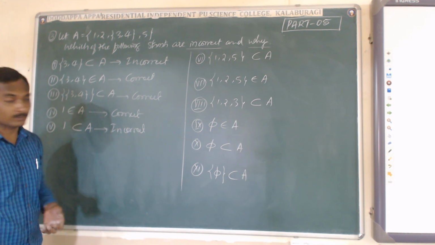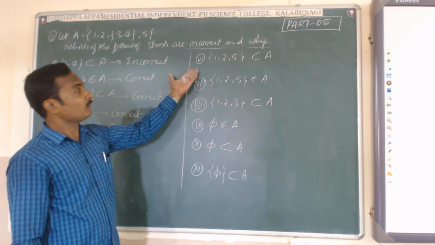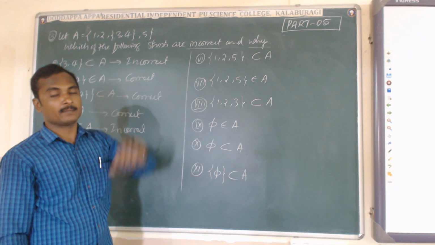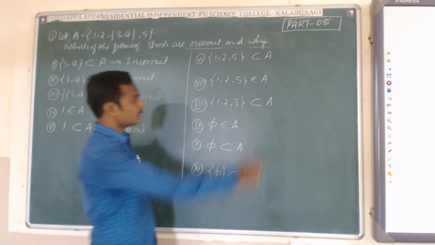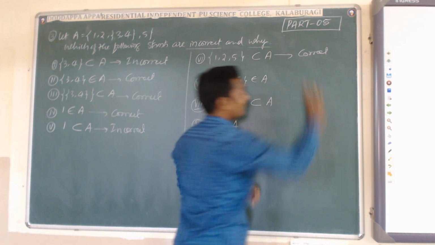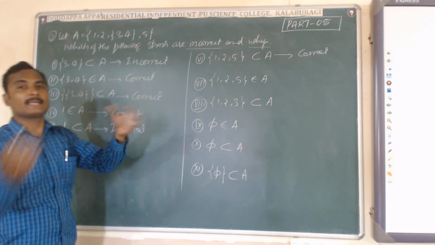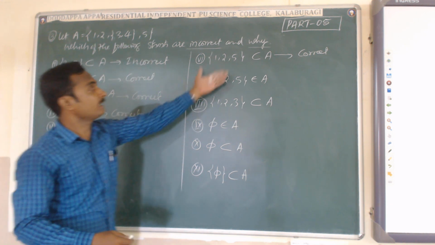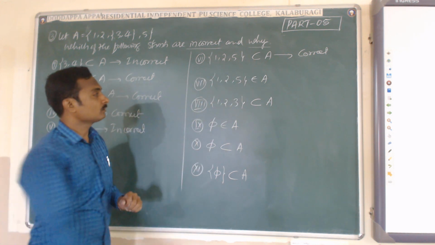Hope you can do the next one. Okay, you can take your own time. You can see the set which contains 1, 2, 5 is a subset of A. Definitely, it is a subset of A. True, it is correct, because you can observe that the elements 1, 2 and 5 are taken together as 3 elements and written as a set. Definitely this set is a subset of A.